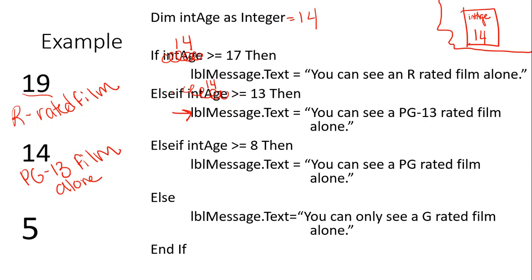Since I went into this else if, we are not going to check the next one, and we're not going to go inside the else. We're going to go immediately to the end if. Once you check one and it works, once you hit a true, you're not going to continually plug in. You're only going to check one of them. Now let's try 5 here. Let me get my eraser.